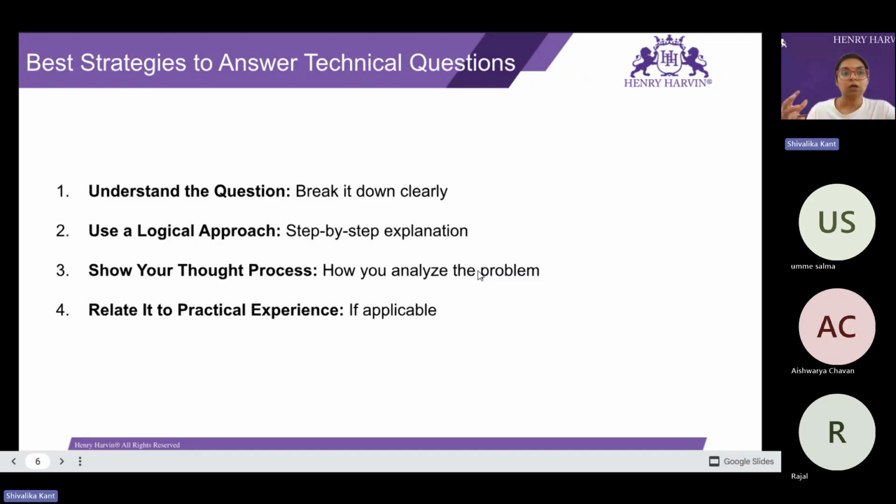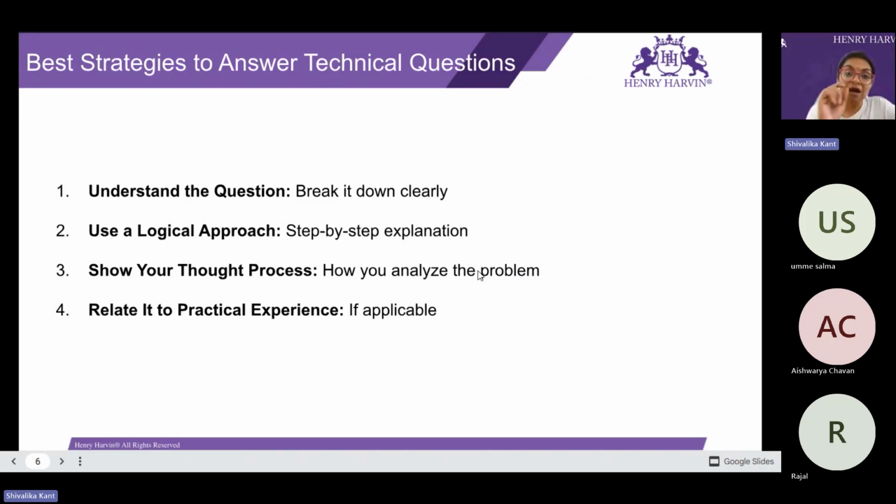First, I would like to break the problem into smaller components. Then I will check X, and if it doesn't work, I will move to Y. This demonstrates your analytical ability and problem solving.